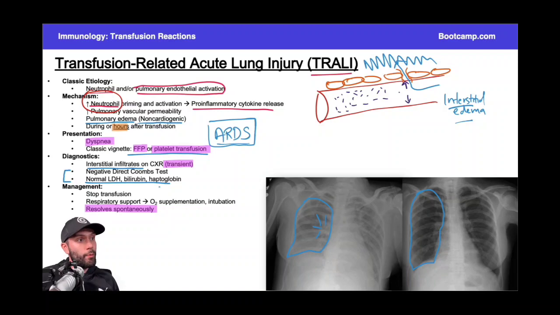So the key is, if it's happening during the transfusion, we stop the transfusion. And because the patients are largely having an acute episode of respiratory distress, we're going to provide respiratory support. That's going to be the key, but it usually will resolve spontaneously.